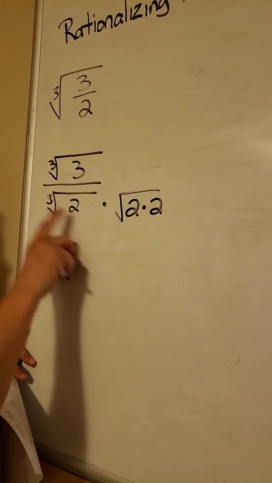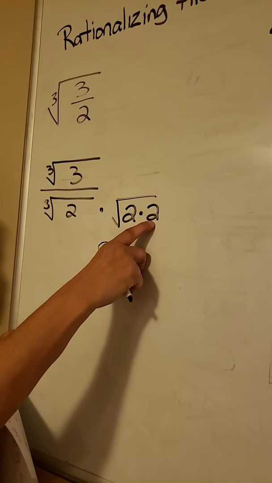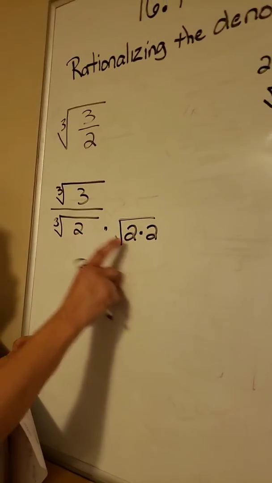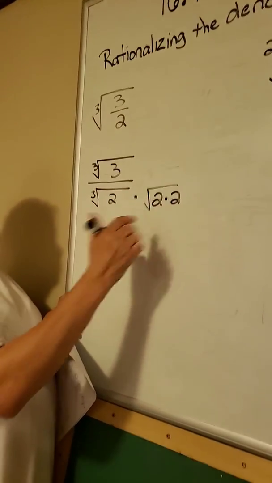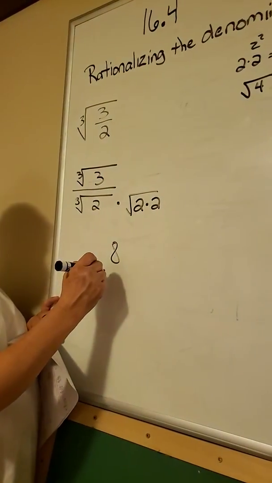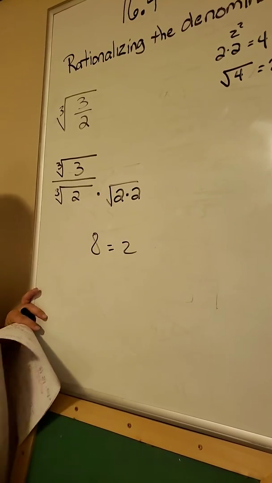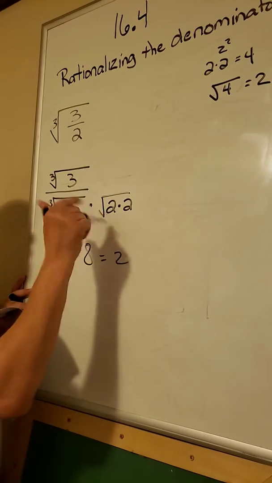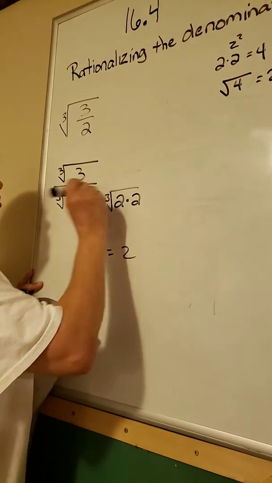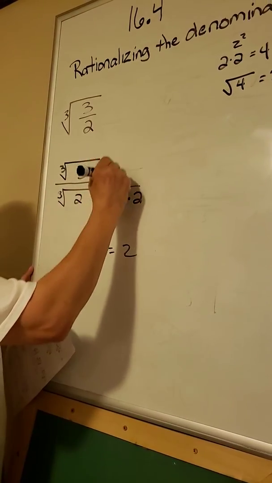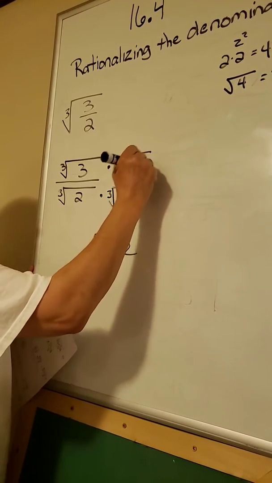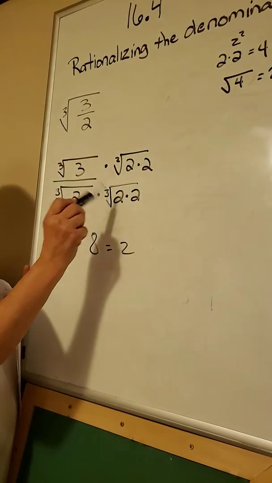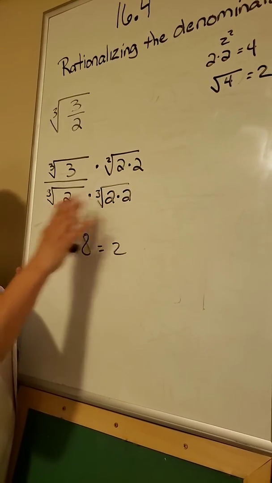Cubed means 3. I now have 1, 2, 3 2's. I now have 3 2's. 2 times 2 is 4. 4 times 2 is 8. Is 8 a perfect cube? Yeah. 8's a perfect cube of 2. So I have to multiply both the top and the bottom, not by 1 radical 2, but by 2 times 2. Because remember, I do to the top what I do to the bottom. The bottom is what decides what I'm going to do.